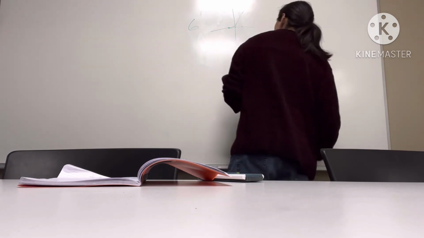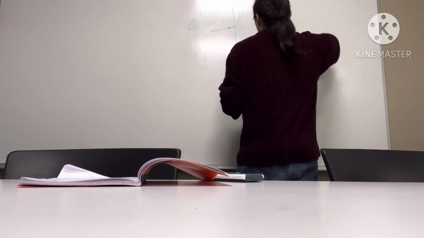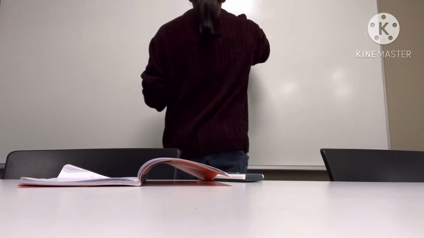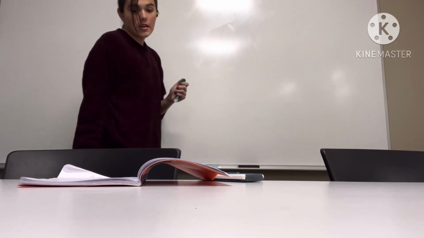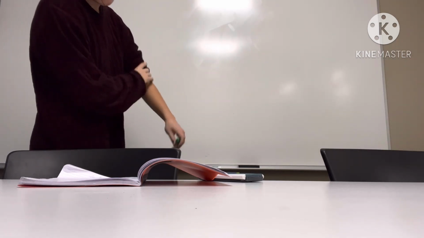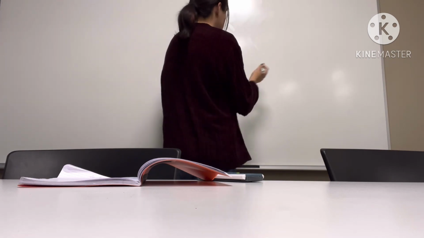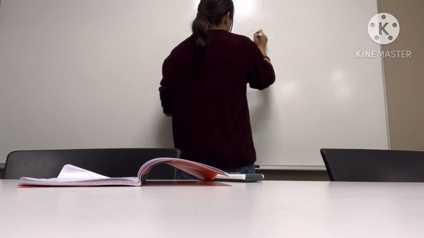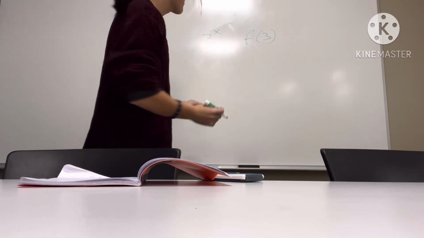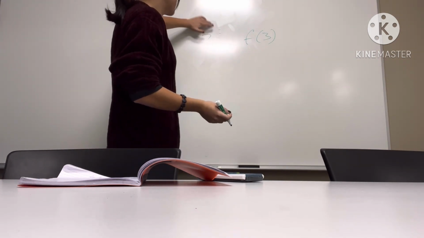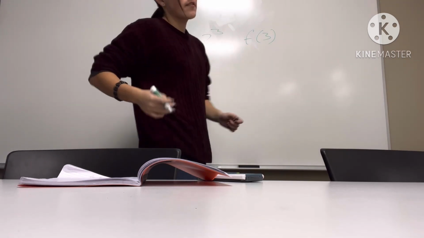Now, number 2, also a review-like question. Should be pretty easy. It's basically saying, your equation is 2 to the power of x. And it's asking what would happen if f of 3. So it's basically saying, what happens if this x turns into a 3? So now it's 2 to the power of 3.